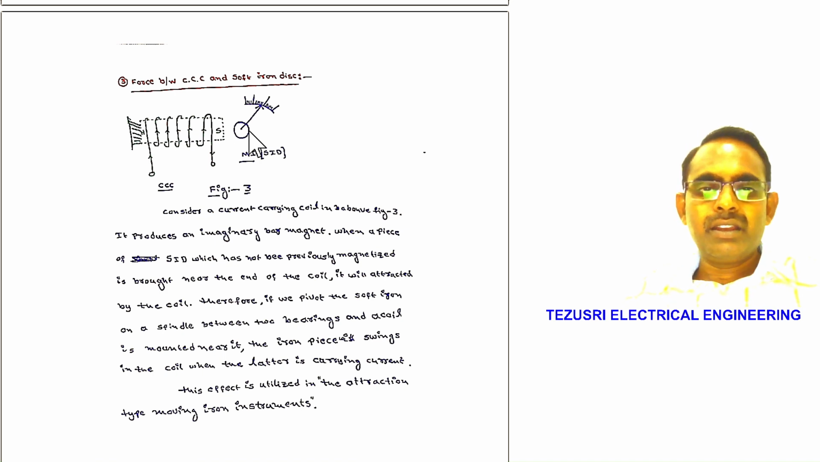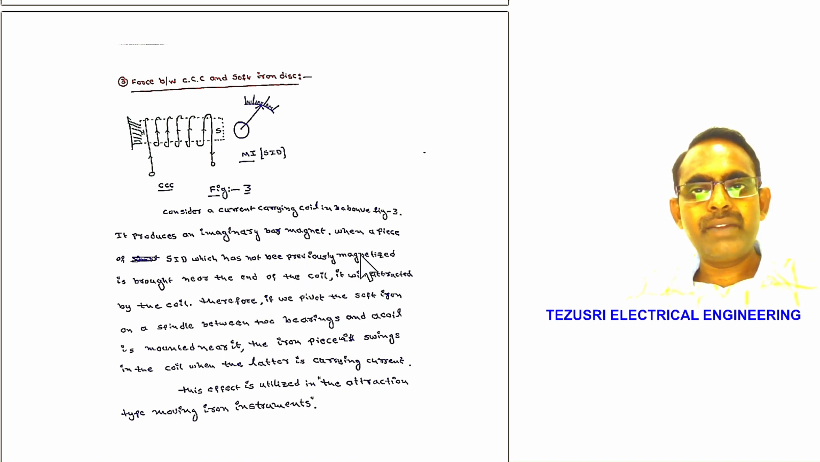Once again, consider a current carrying coil in the above figure. It produces an imaginary bar magnet. When a piece of soft iron disc which has not been previously magnetized is brought near the end of the coil, it will be attracted by the coil. Therefore, if we pivot the soft iron on a spindle between two bearings and a coil is mounted near it, the iron piece will swing in the coil when the latter is carrying current. This effect is utilized in the attraction type moving iron instruments.